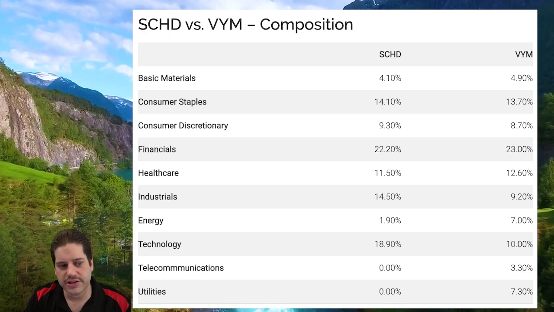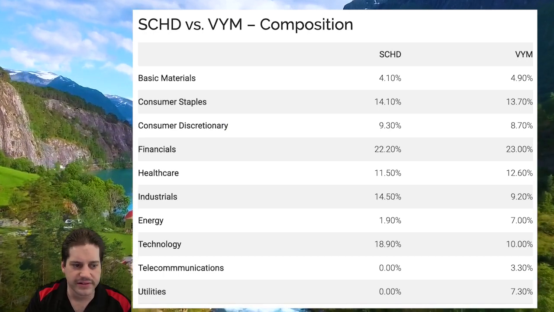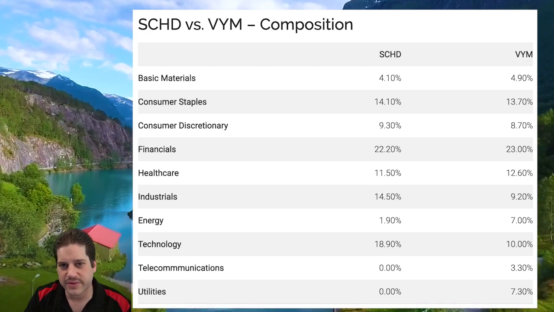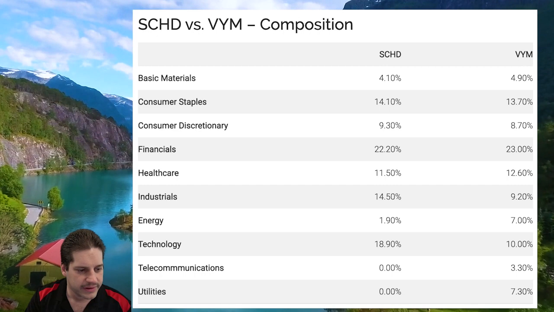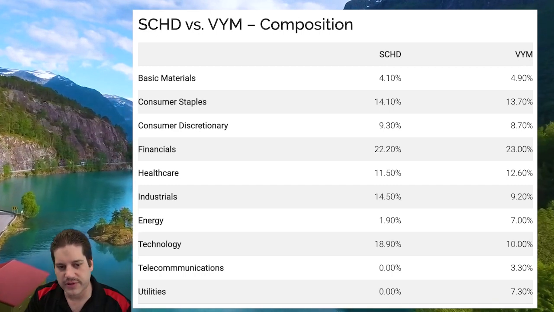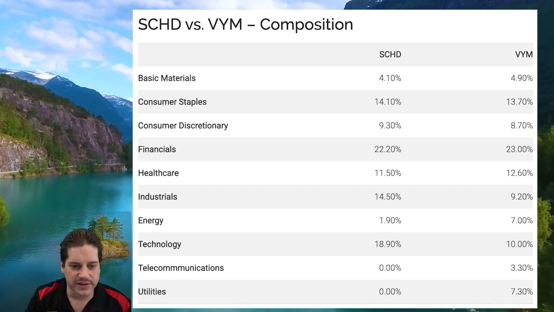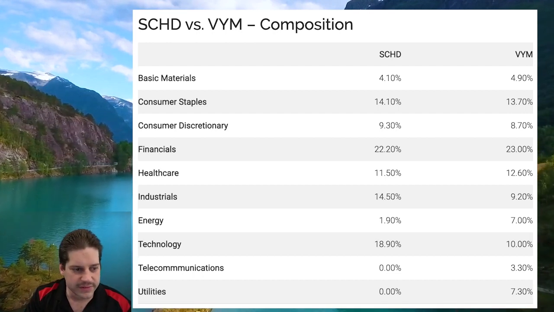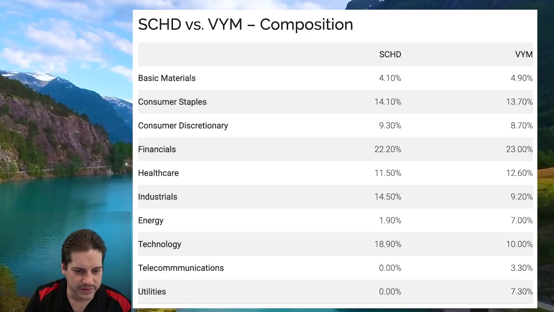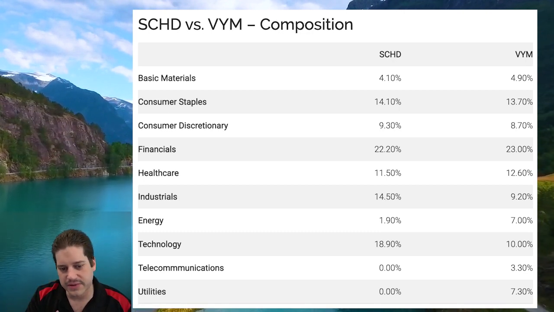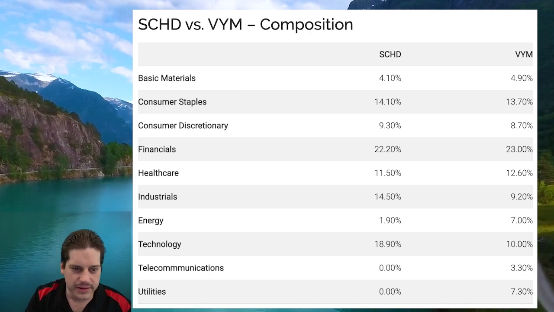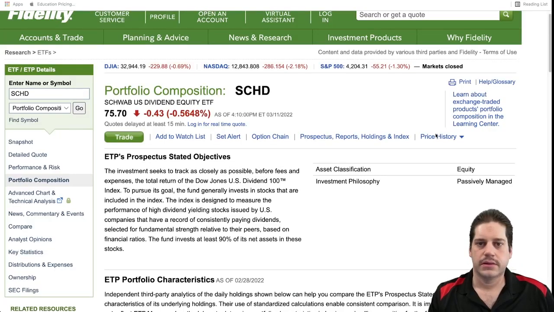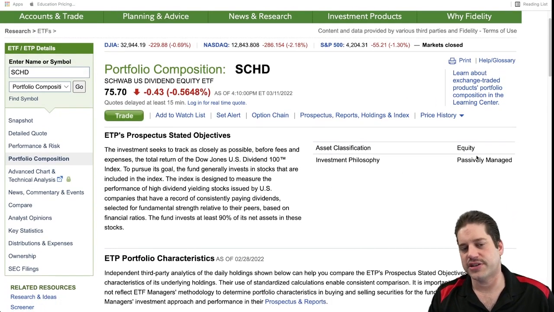In terms of the composition, you can see the biggest difference here is that SCHD is very heavy in technology and the financials, which are actually two markets that I really do love. And they have no exposure to telecommunications and utilities, while VYM does have telecommunications and utilities. They both do have similar exposure in financials, but I think those are the big ones you see here. VYM also does have some more exposure to the energy market, but those are the main differences in terms of exposure.